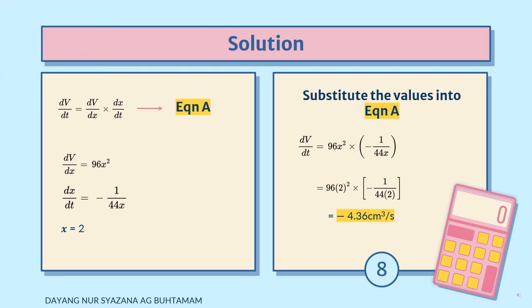The next and last step is to gather all the information we have obtained from the past calculations. As you can see, we have dV/dx, which is 96x², dx/dt, which is negative 1 over 44x, and x equals 2. To get the final answer, substitute these values into equation A. By solving this equation, we get the final answer, which is negative 4.36 cm³ per second.